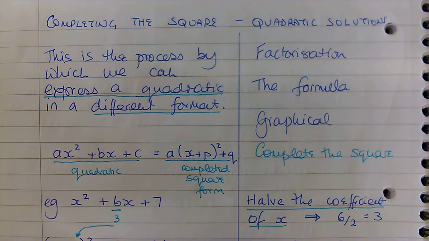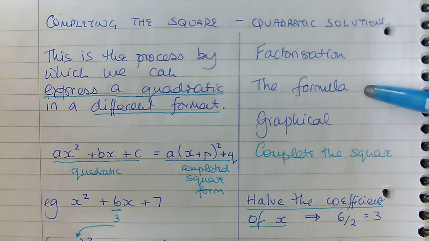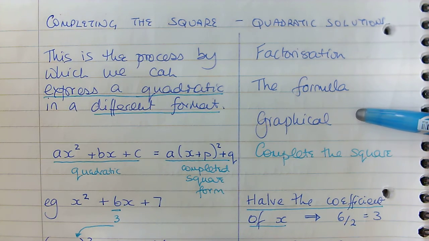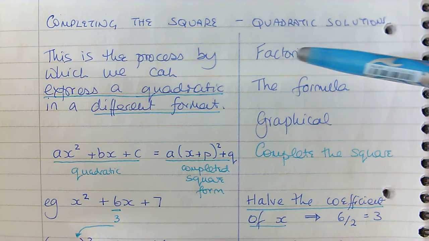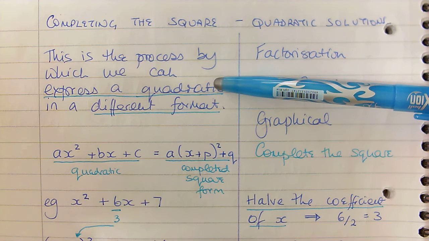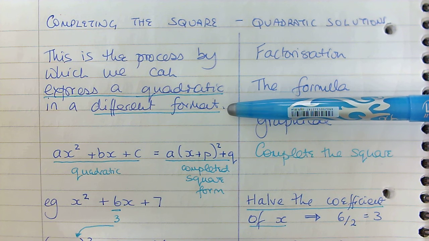Okay, let's take a look at completing the square. This is one of the ways in which we can solve a quadratic. We get very used to seeing factorisation and also the formula, and occasionally the graphical solutions, but completing the square is one of those methods that we can use. And it's a process in which we can express a quadratic in a different format.